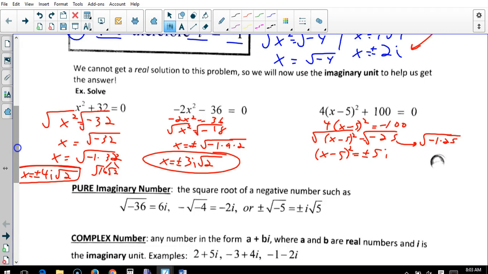I don't know why I left my square root here, sorry. They cancel, so x minus 5. Now I'm going to add 5 to both sides. I end up with positive 5 plus or minus 5i.